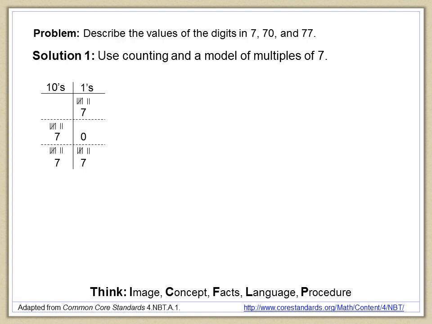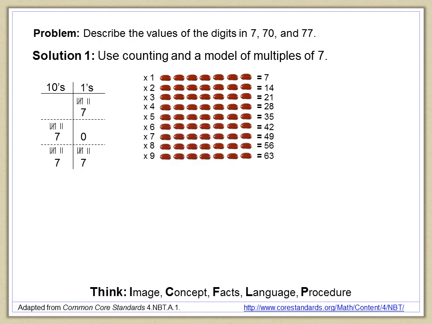Let's look at this again now from the point of view of multiples of 7. Here's a representation of 7 items times 1. When we double that, we have 14 items, or 2 times 7. And we can continue to 3 times 7 is 21 items, and continue on up to where we get to 9 times 7, which is 63.